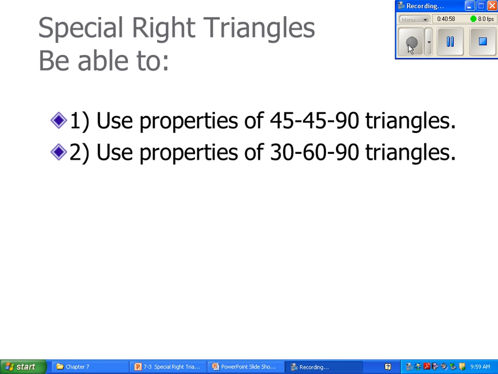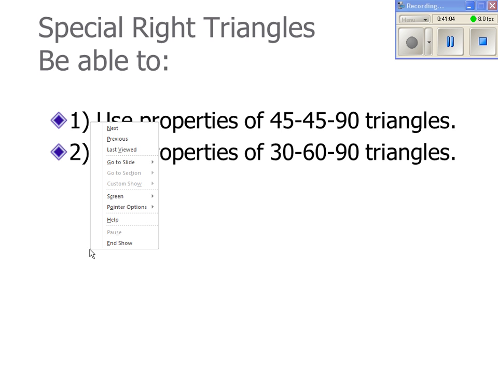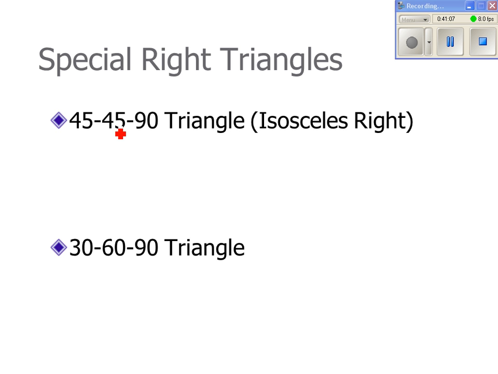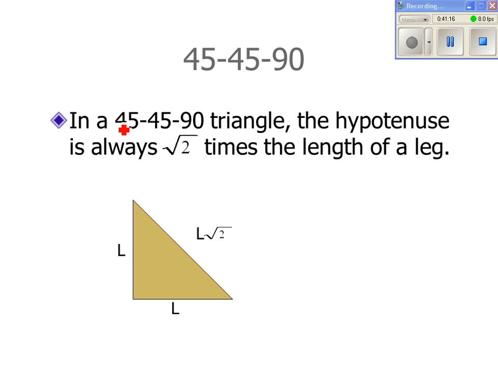Using properties of a 45-45-90 triangle and a 30-60-90 triangle. A 45-45-90 triangle is also called an isosceles right triangle. You can write that down on the next slide if you want. So for 45-45-90, you might write isosceles right underneath that, or right isosceles, it doesn't matter which way. As long as you know a 45-45-90 triangle has a right angle in it, and the two legs are congruent to each other.